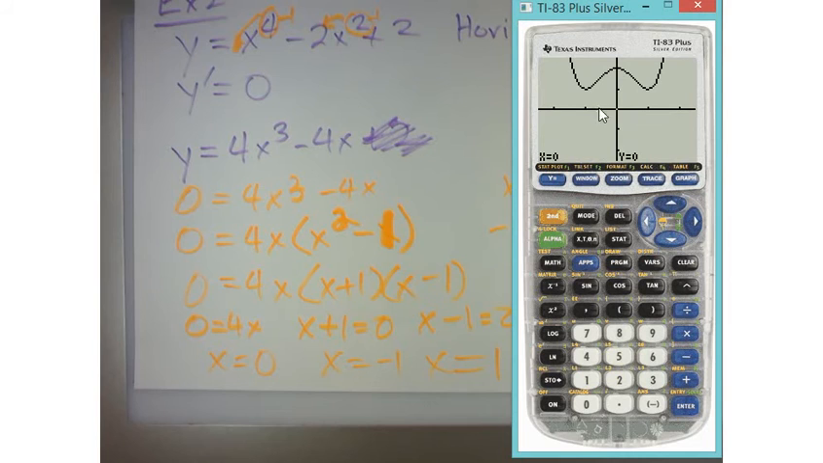All right, so guess where they occur? At those. I'm going to guess negative 1, 0, and 1. Negative 1, 0, and 1. And clearly by looking at it, you can see that the tangents at those particular points would be horizontal lines, right? Totally. Does that make sense? Yeah. Any questions on that?